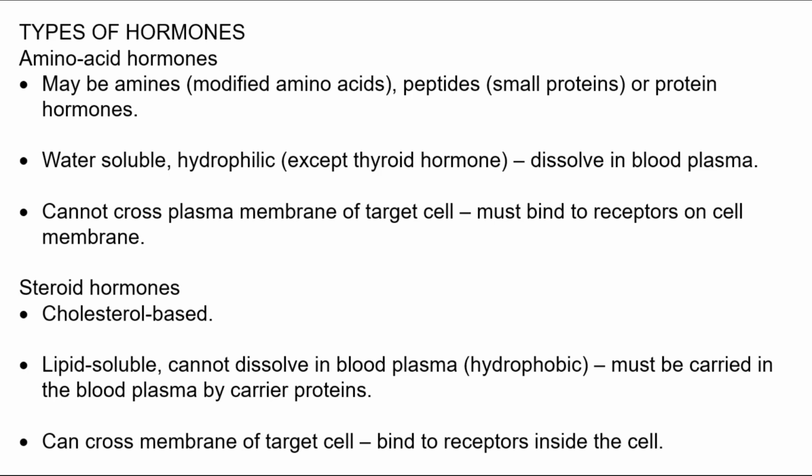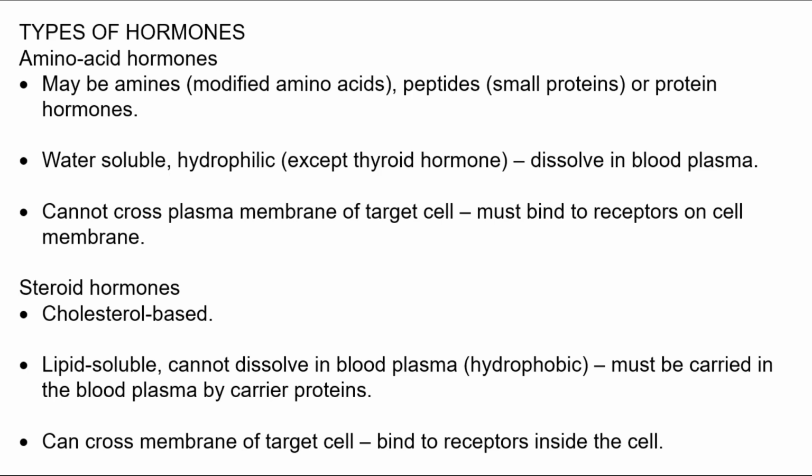The amino acid hormones cannot cross the plasma membrane of the target cell, as they are hydrophilic and cannot cross the lipid interior of the membrane. So we find that the receptors for these particular hormones are located on the surface of the cell membrane.